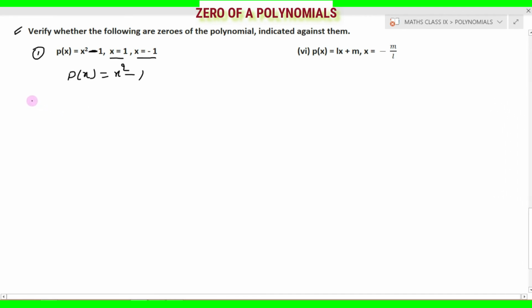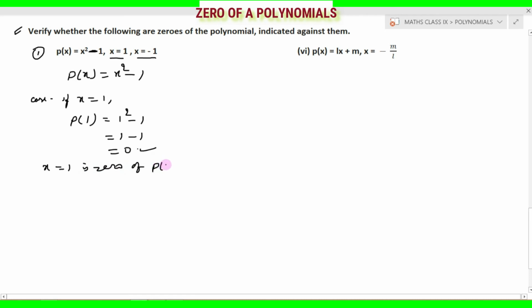In that case what we have to do, in case 1 we check if x equal to 1, then find the value of p(1), means instead of x we'll put the value 1 in the polynomial. It becomes 1 square minus 1 is equal to 1 minus 1 equal to 0. So here we get, after putting the value x equal to 1 in the polynomial, value comes 0, hence this is called 0 of the polynomial. So x equal to 1 is 0 of this polynomial p(x).